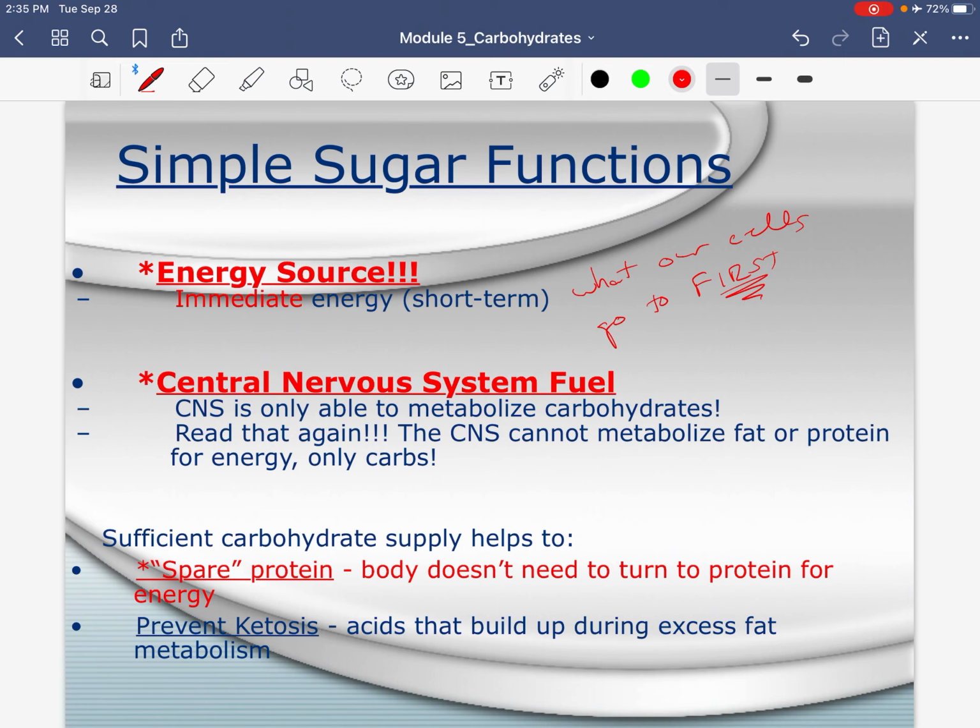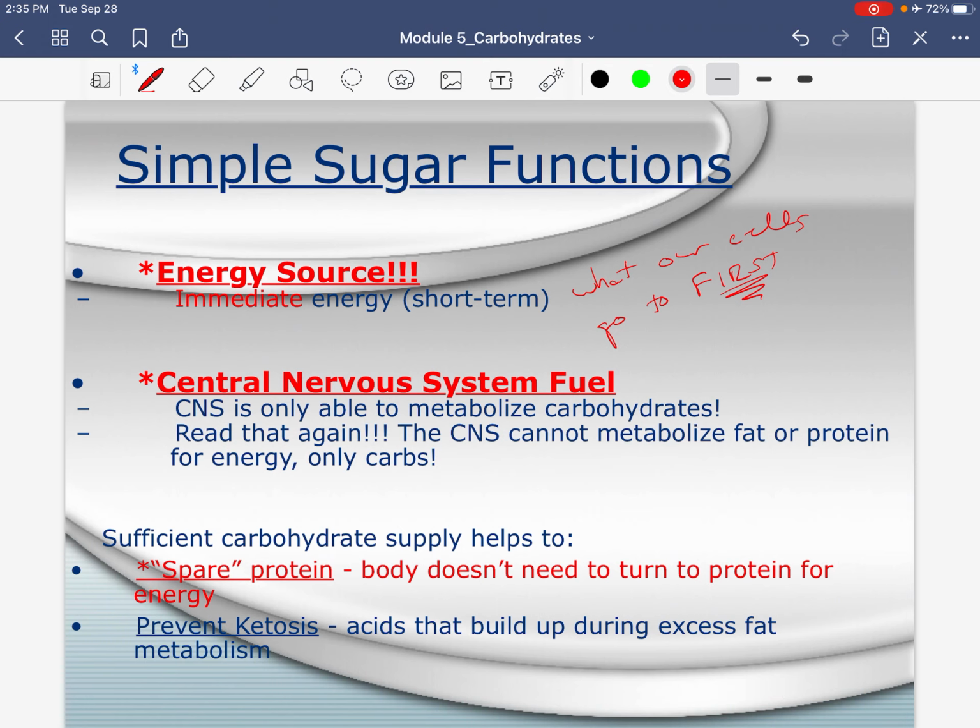Something else I didn't mention before, I don't think, but I really want to point out now. The central nervous system, that is your brain and spinal cord. The cells of your brain can only burn carbohydrates for fuel. They cannot burn fats. Other cells in the body, muscle cells, they can burn fat. They love to burn fat. So muscle cells are ultimately almost always burning a carb-fat mixture for fuel. But the brain, the central nervous system, can only burn carbs. Important.